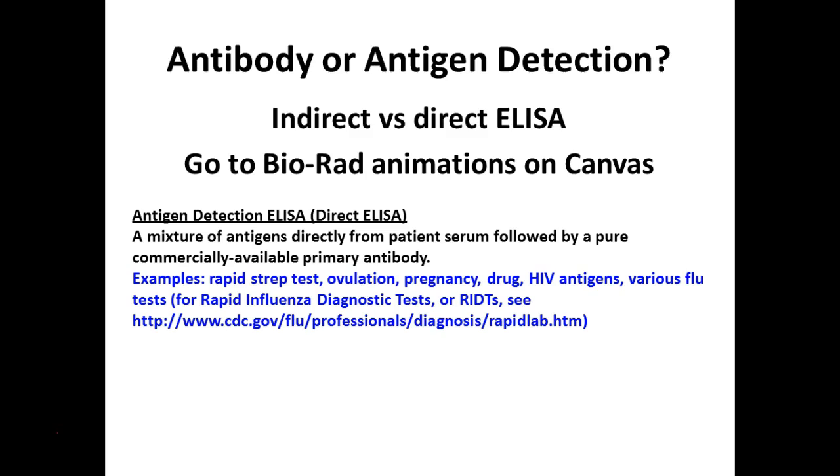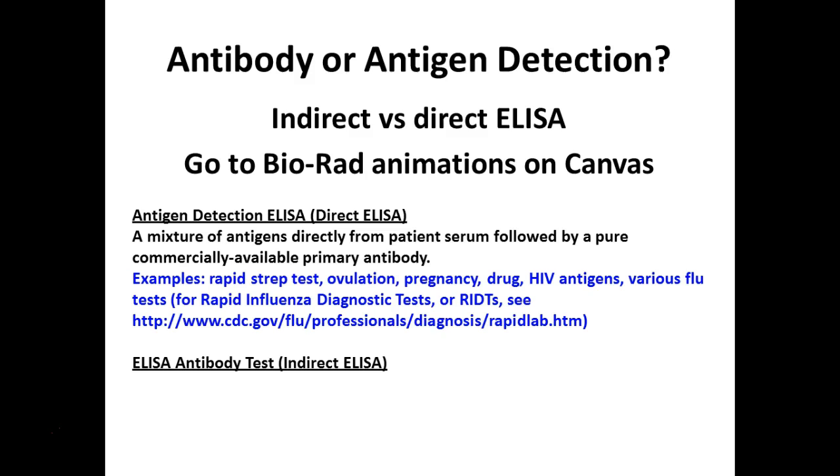What do you produce when you're pregnant? Human chorionic growth hormone. That's the antigen. Guess what we use to detect it? Specific antibodies. Drug tests. HIV antigens. Flu tests. Looking for the antigen. These are all direct ELISAs, y'all. We're using antibodies to detect the presence of the antigens.